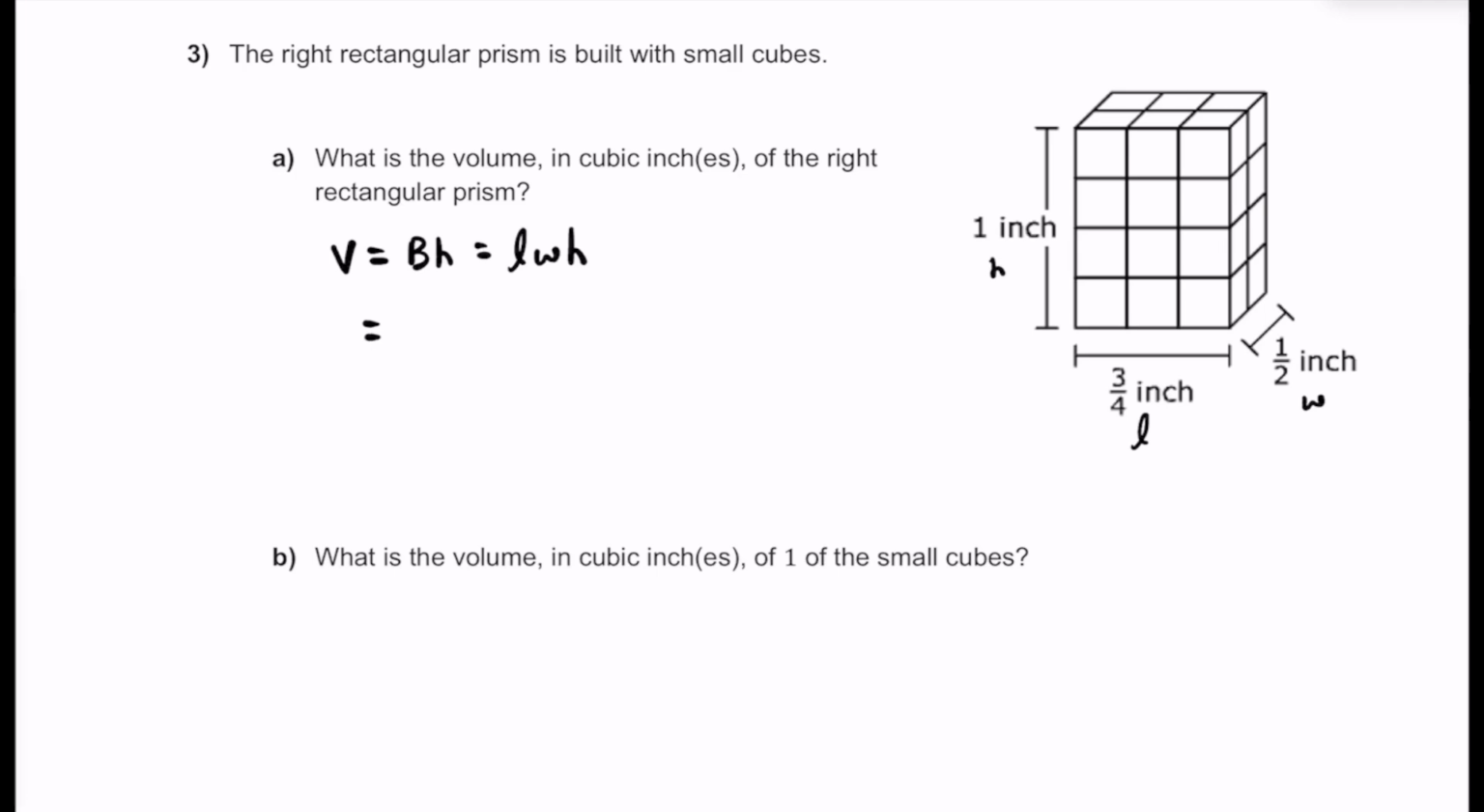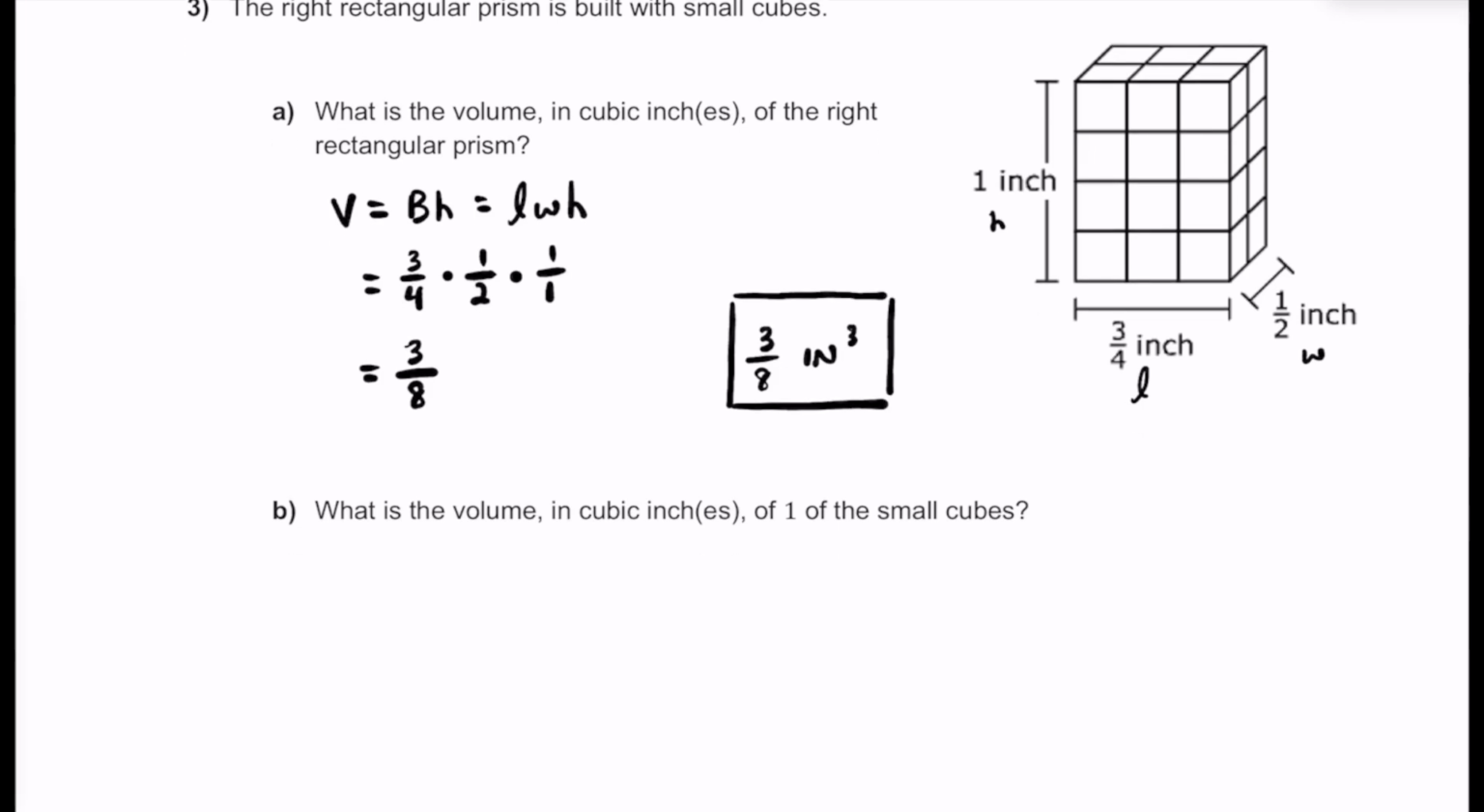So the length is going to be 3/4. The width here is going to be 1/2, and the height here is going to be 1. I'm just going to write it as 1 over 1, even though it's a little silly. So 3 times 1 times 1 is going to be 3, and then 4 times 2 times 1 is going to be 8. So the volume is going to be 3/8 of a cubic inch here. All right, so this would be the volume of this entire prism.